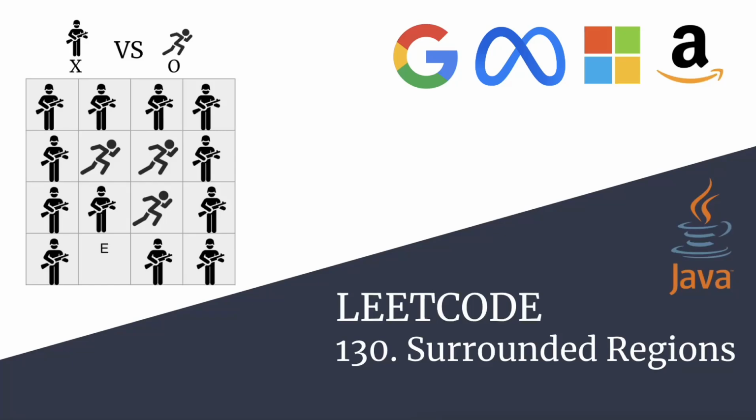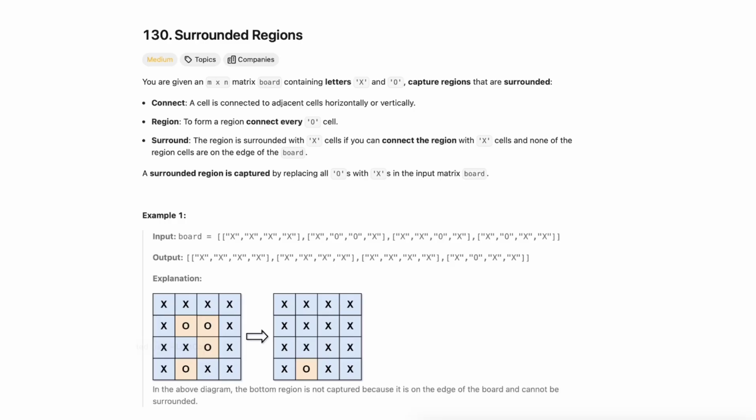Folks, this is Jennifer. Today we will talk about LeetCode 130 Surrounded Regions. The question is, given a matrix board, change all O's that are completely surrounded by X to X.